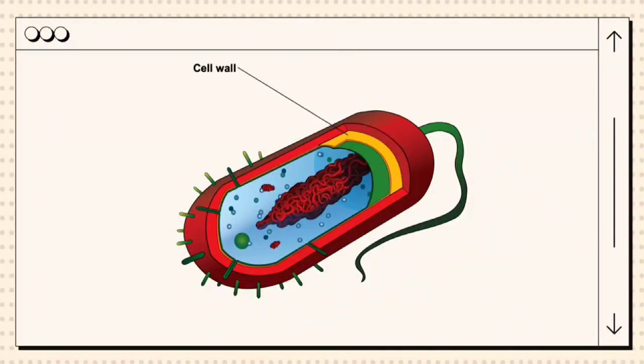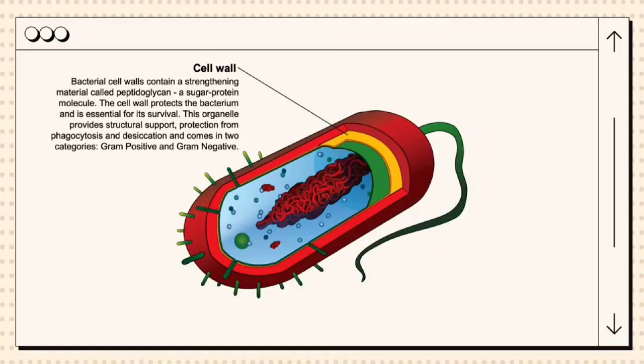Next, the yellow part is cell wall. Bacterial cell walls contain a strengthening material called peptidoglycan, a sugar protein molecule. The cell wall protects the bacterium and is essential for its survival. It prevents the cell from swelling up and bursting if water enters the cell by osmosis. The precise makeup of this varies hugely from species to species and forms the basis of prokaryotic species identification.